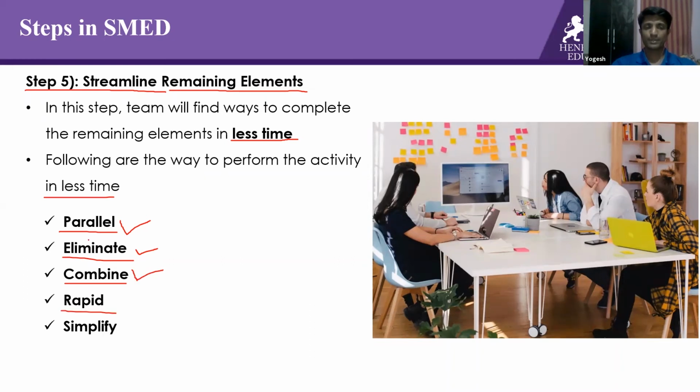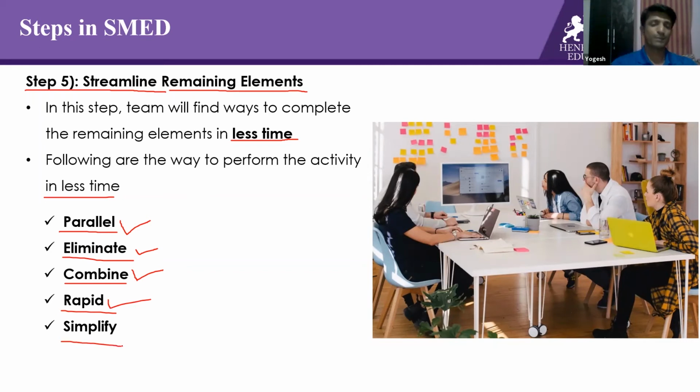Rapid, if nothing is done, like if we cannot eliminate it, we cannot do it in parallel, or we cannot combine it, then what we need to do is speed up the activity. We need to increase the speed of doing that activity, and that can also be done, right? There are various quick fix elements that can be used in order to increase the speed of that activity. So we need to basically rapid out that activity.